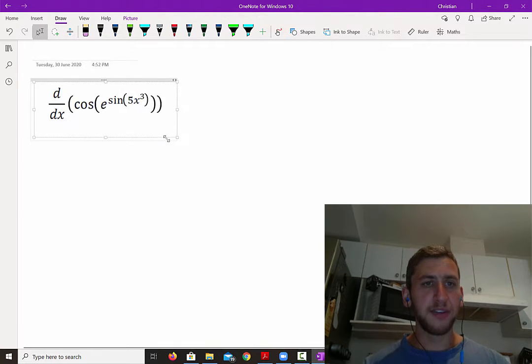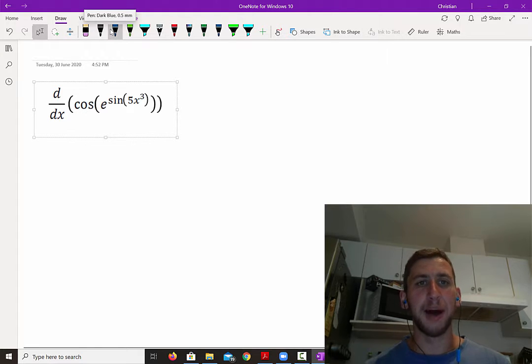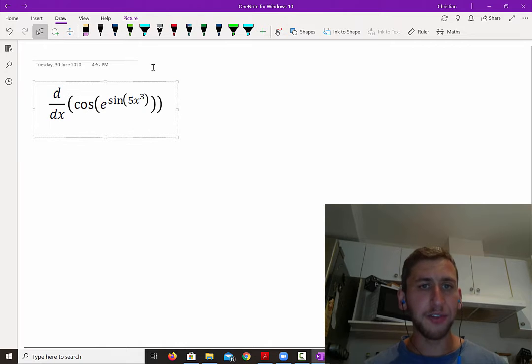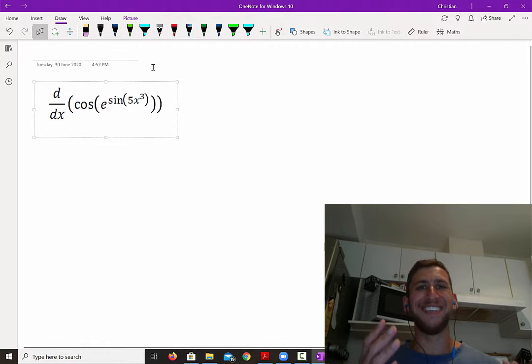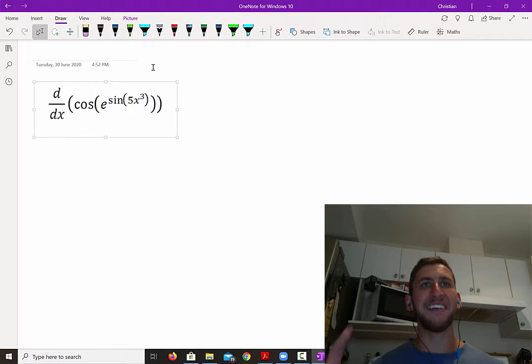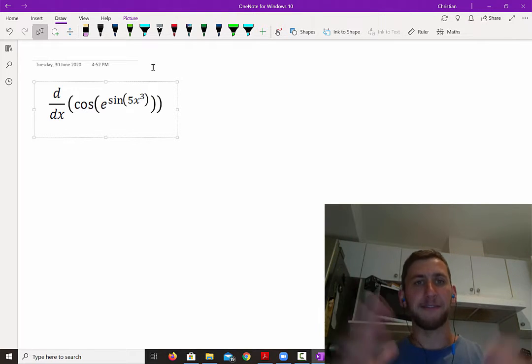We've got find the derivative of cos of the exponential of sine of 5x cubed. Now, if that doesn't scare the pants off you, I don't know if anything will, which is great. We're going to work our way through it. Now, the chain rule in particular is great because it lets us delve into how to tackle problems step by step by step, and it allows us to build out problems piece by piece.